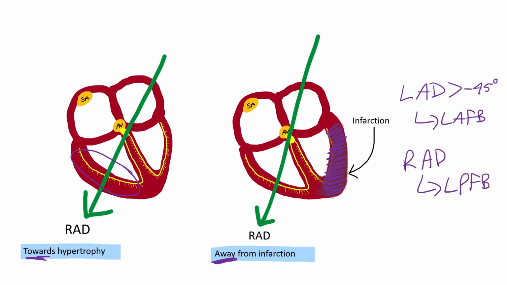Now, with left axis deviation, I want you to strongly consider left anterior fascicular block because this has a single blood supply. So therefore you see this quite commonly. Whereas a posterior fascicle has a dual blood supply. So even if you have right axis deviation, I want you to keep left posterior fascicular block low down on your differential list because this is a dual blood supply, so it's not seen very commonly.